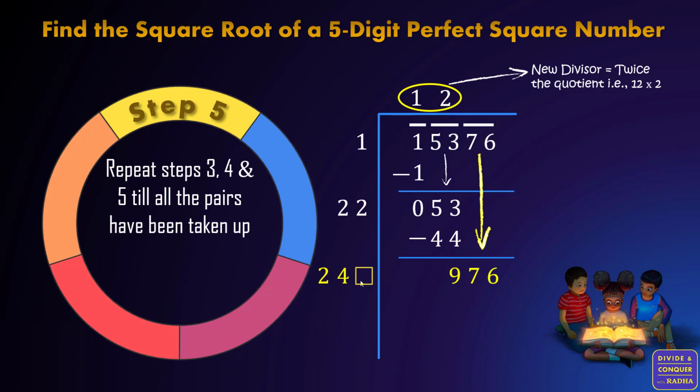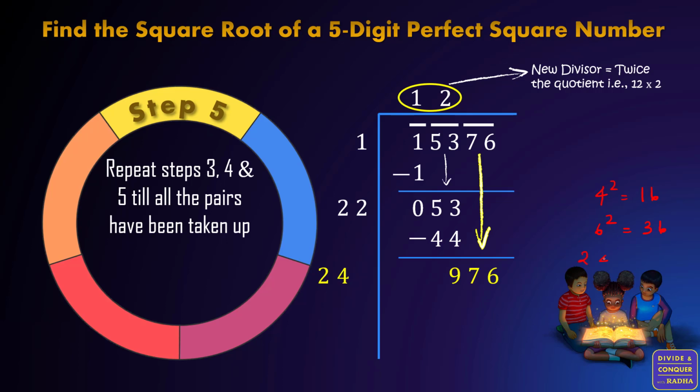We need to find a suitable number in such a way that when you multiply the new divisor with the new digit, we get a product which is either less than or equal to the dividend, and that is done by trial and error method. If you notice, we have 6 in the units place. So what are the numbers that have 6 in the units place when you square them? 4 squared we get 16 and 6 squared we get 36. So these are the only two digits that have 6 in their units place.